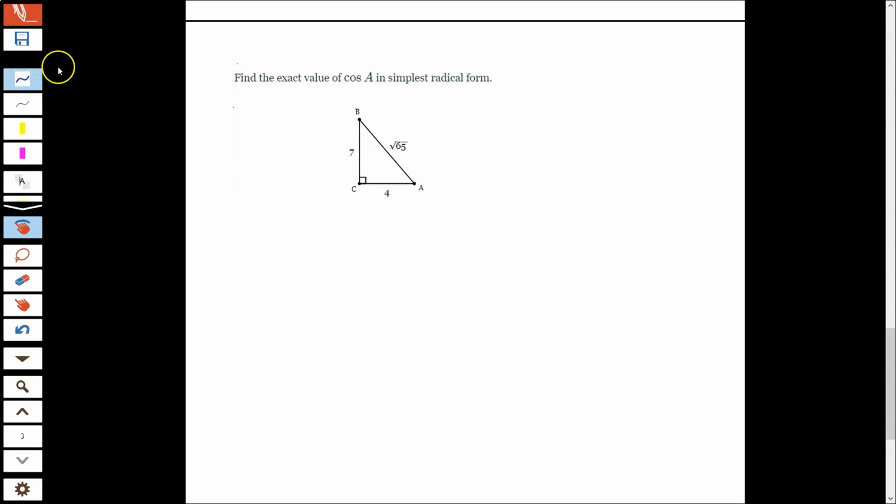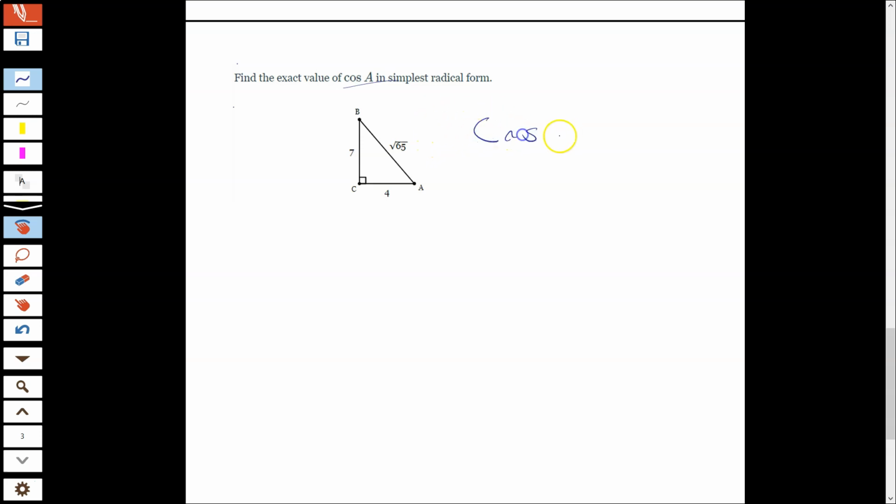So here's why we are working on rationalizing the denominator. You can maybe already see where this is going. So my hypotenuse is square root of 65. And in these problems, we're trying to find just the trig ratio. So no solving for a side or an angle. We just want to write down cosine of A.